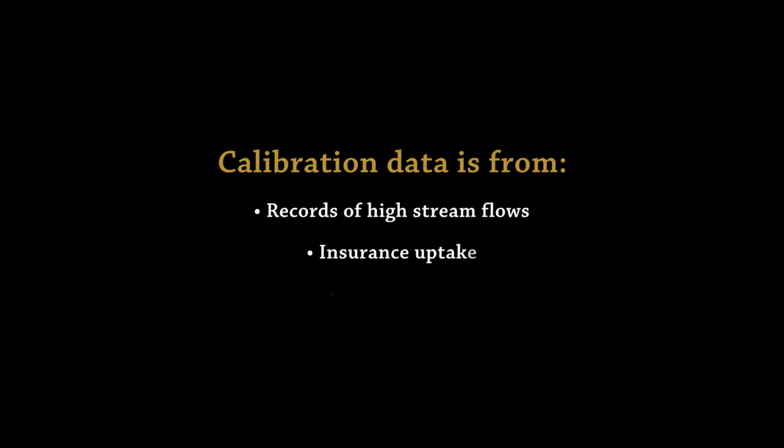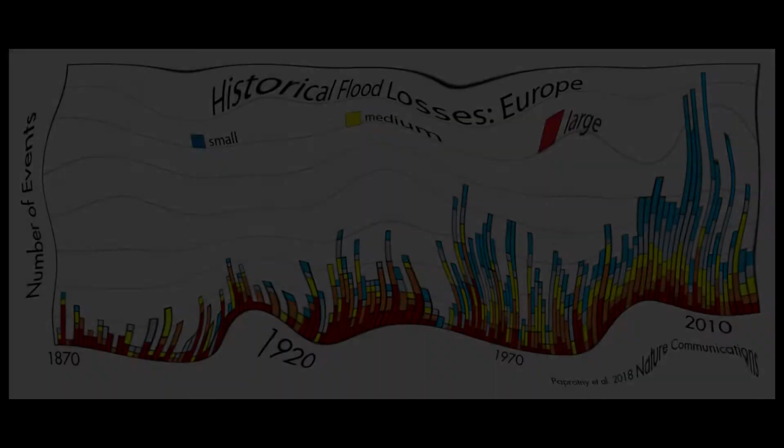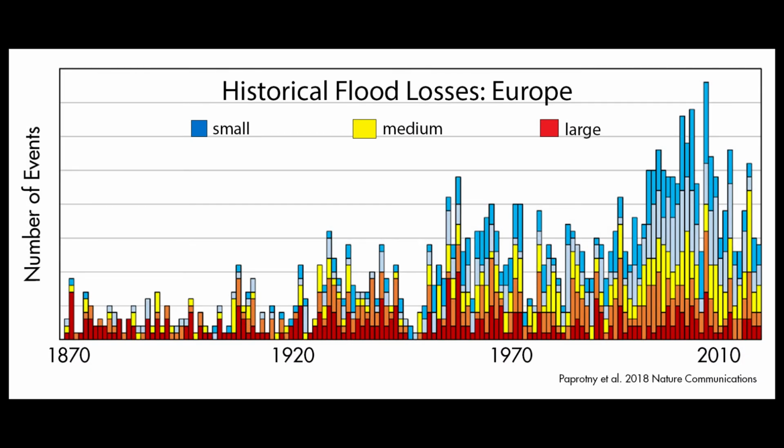In our case, the calibration dataset is from records of high streamflow events, flood insurance policy uptake, and claims submitted after floods. I'll discuss that dataset more later since it's also used for the machine learning modeling approach. In theory, we could look at actual damages from historical floods and estimate these parameters. However, if we do this, we're making simplifying assumptions, namely that other parameters remain the same.